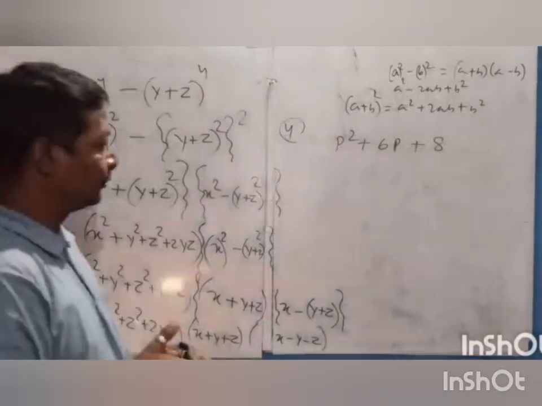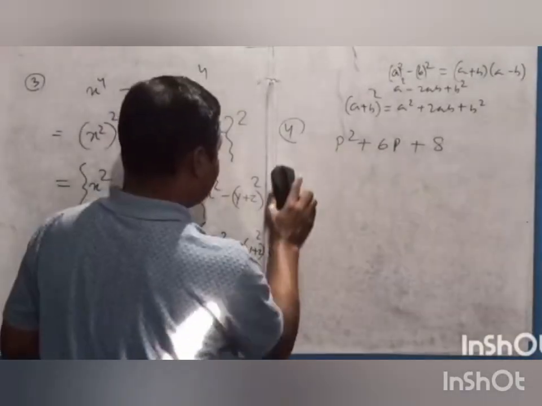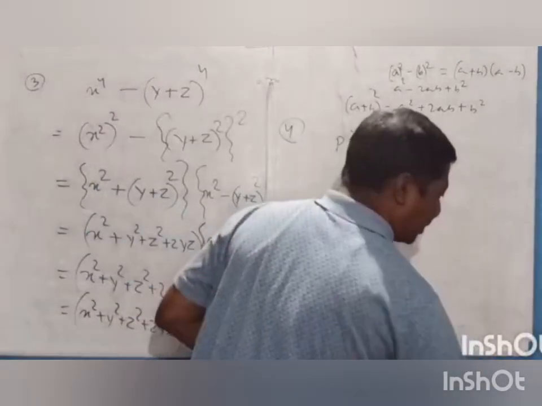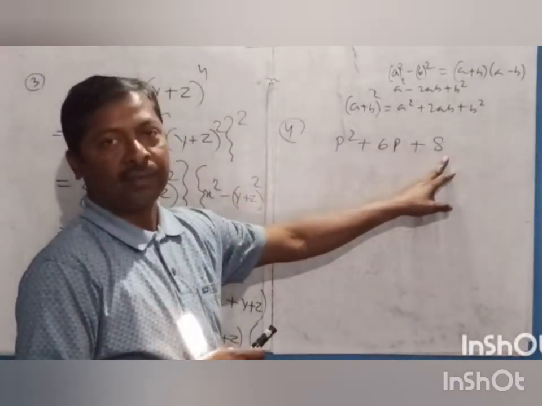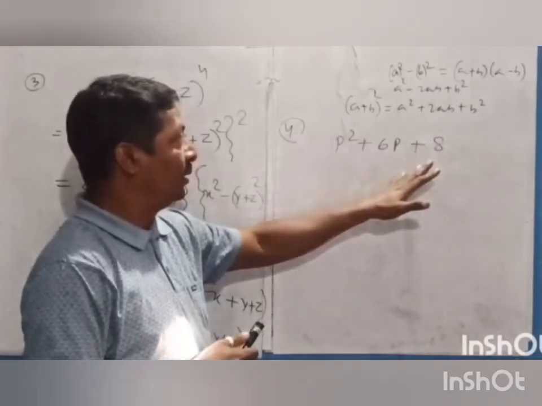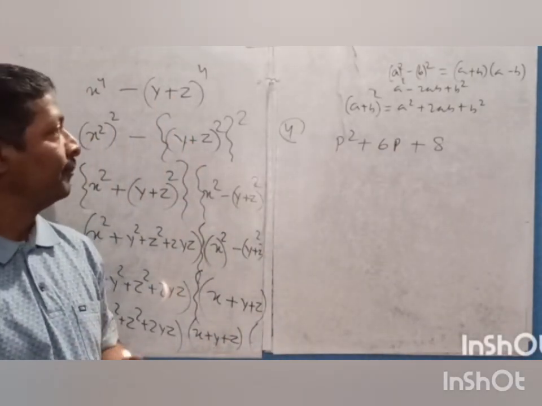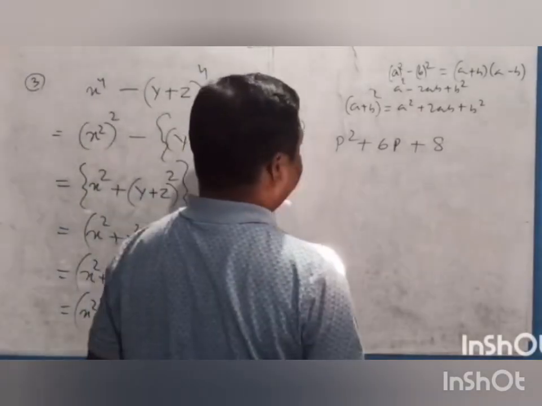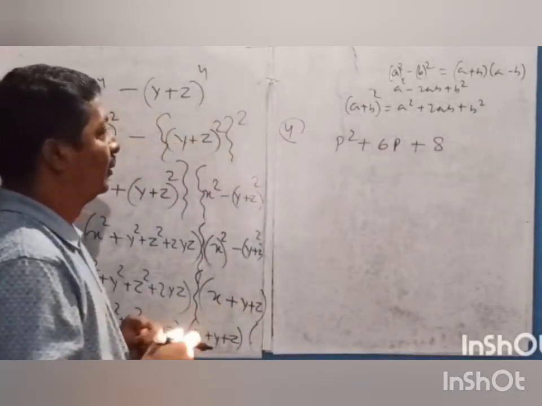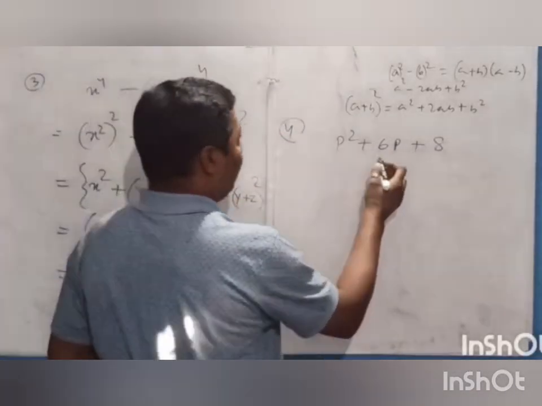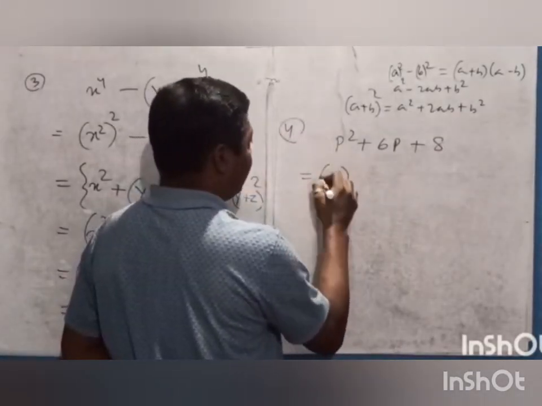See carefully. In the previous class, in the questions we came across, there were two squares already present in the question. The first one is a square and the other one is a perfect square at that time. But here, it is not a perfect square. So make it first a square.